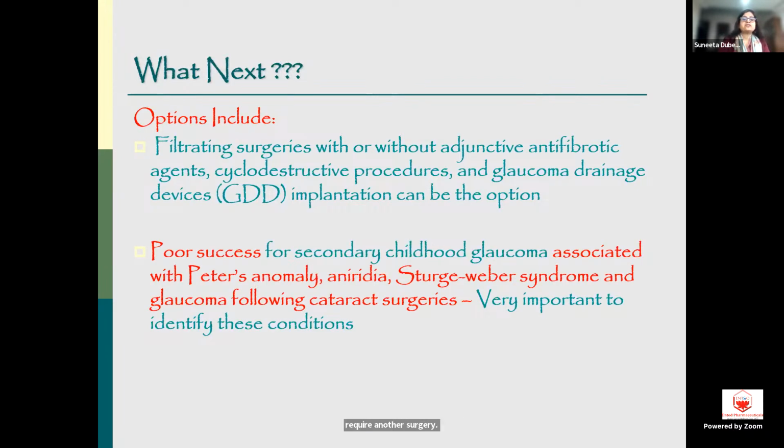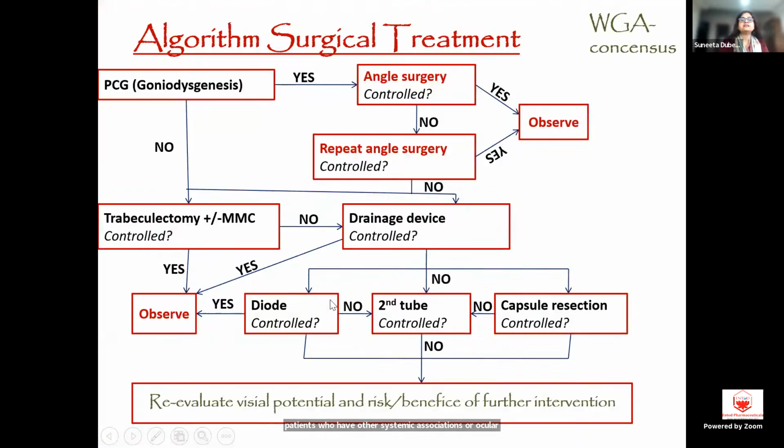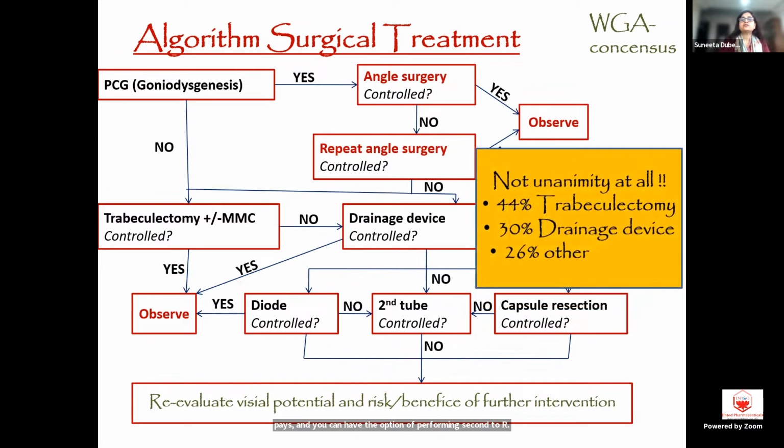So how to manage refractory congenital glaucoma, especially in patients who have other systemic or ocular associations like Peters, Sturge-Weber, and aniridia? This is the algorithm. You first perform angle surgery, then repeat angle surgery can also be performed. If it fails, you can perform trab or AGV or ADI or any non-valve implant. If that also fails, then you have the option of performing a second tube or TSC-PC, so cyclodestructive procedures. So there is no unanimity at all on which procedure one should perform.